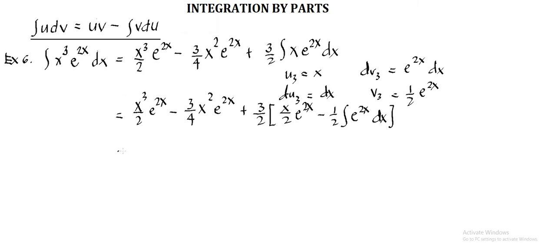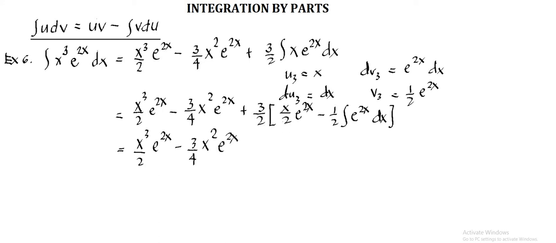So we'll have x cubed divided by 2 e to the 2x, and then minus 3/4 x squared e to the 2x. So multiply natin yung 3 over 2 sa loob at pag-iwalay natin yung integration, no?